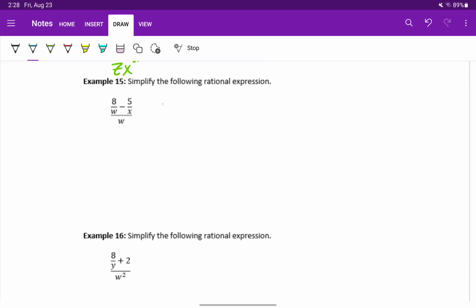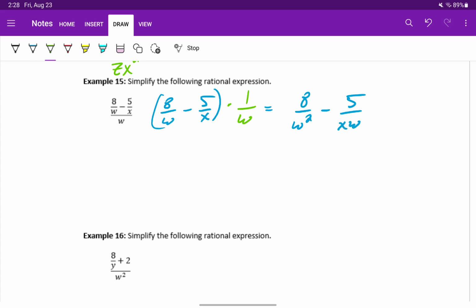Example 15 will be similar. We'll take 8 over w minus 5 over x, and instead of dividing by w, we'll multiply by 1 over w to get 8 over w squared minus 5 over xw, and then update each rational expression. We'll multiply the first term by x over x, the second term by w over w, which will give us 8x minus 5w all over xw squared.